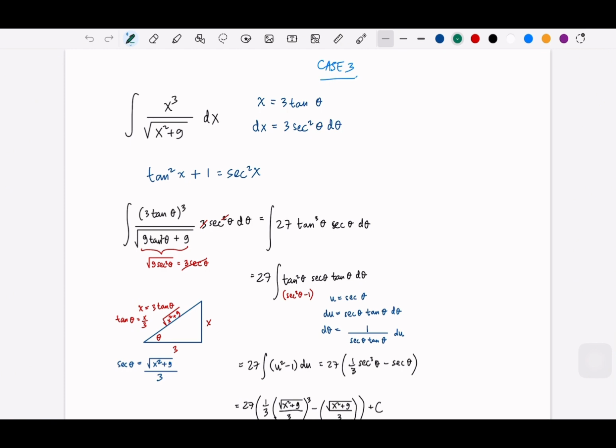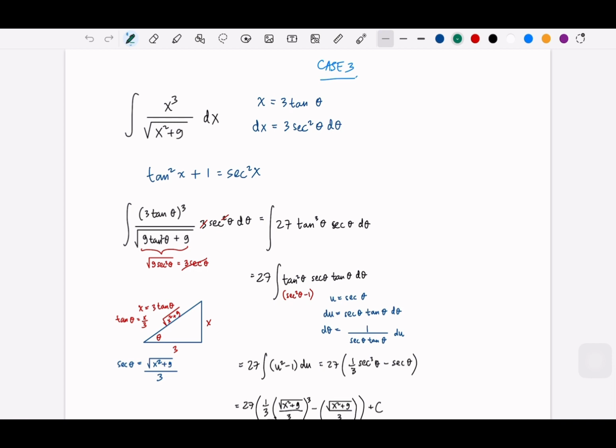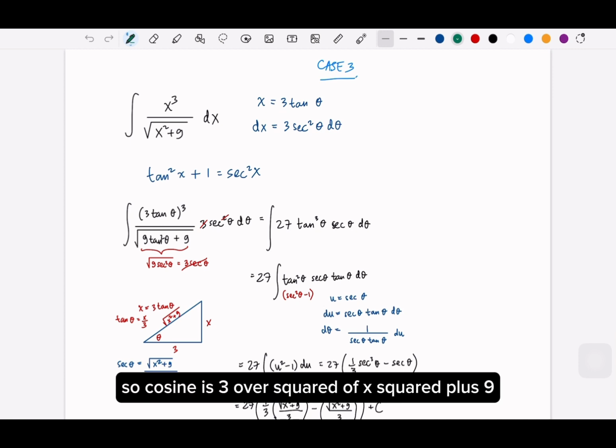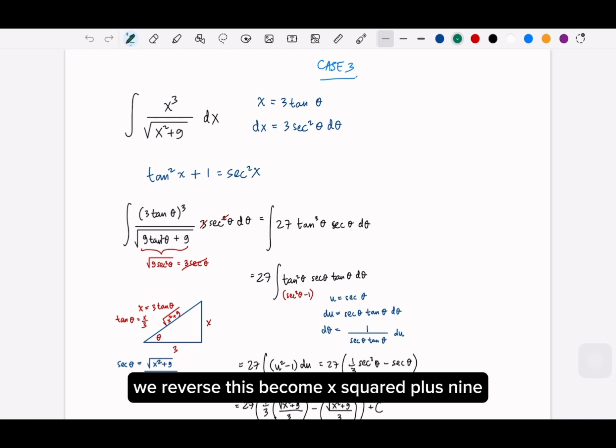So this is theta. So tangent theta is x over 3. So x over 3, and this will be the square root of x squared plus 9. We have secant. Secant is, or if you want to start with cosine, so cosine is 3 over the square root of x squared plus 9. And secant is, we reverse this, becoming the square root of x squared plus 9 over 3. And change everything back to the x.